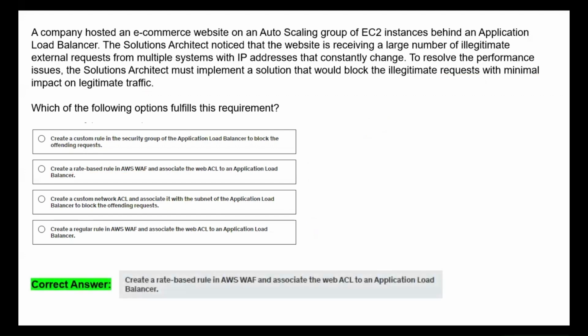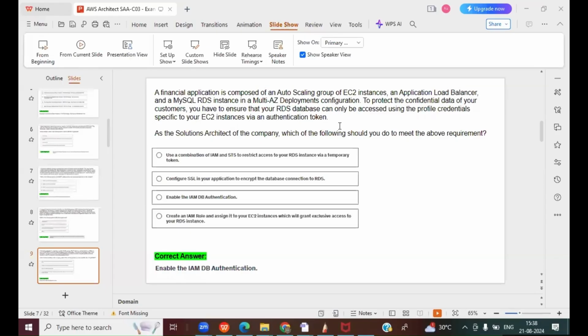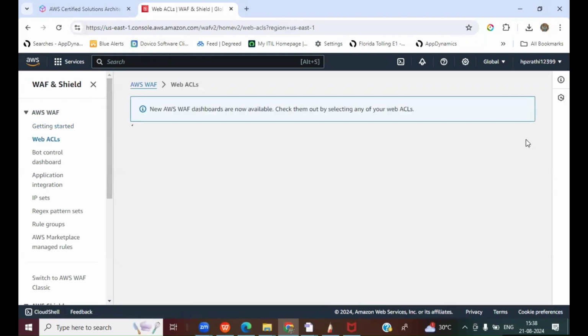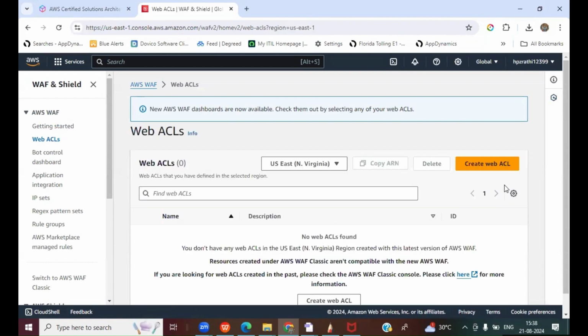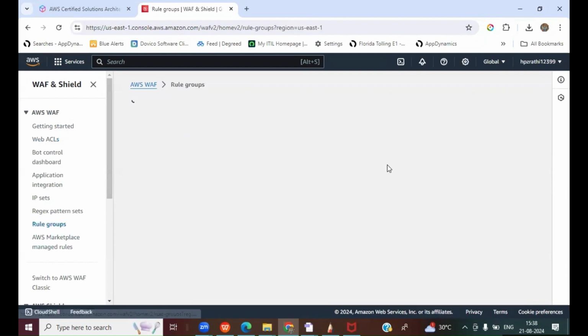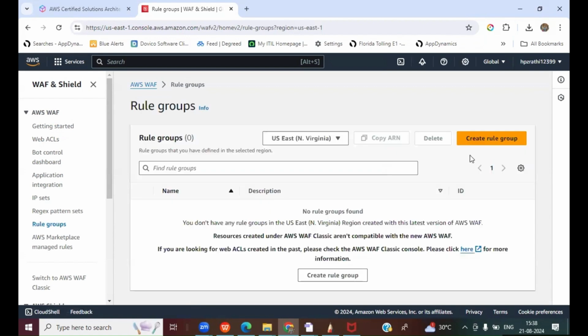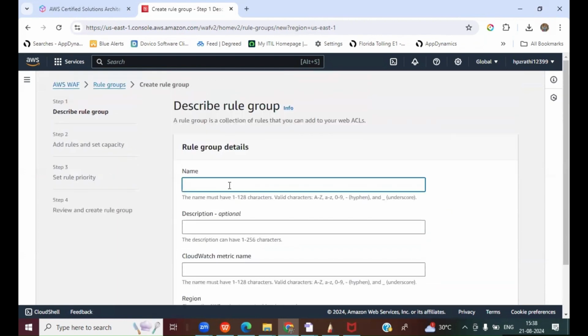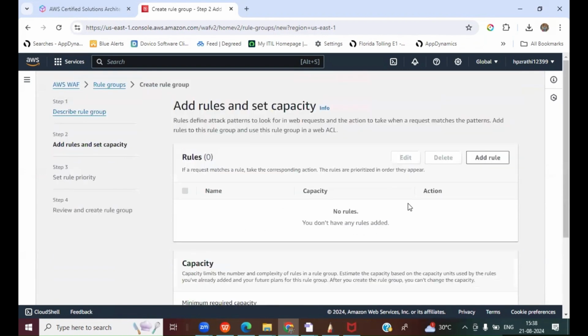Okay, so create a rate-based rule in the AWS WAF and associate the web ACL to an application load balancer. So how do you create this rate-based rule in the WAF? If I search for WAF, I'm in the WAF dashboard here, so I can go into the web ACLs. Before we create a web ACL, we have to create a rule group. If I say create a rule group, I can give it a name. This is a demo rule group, and click next.